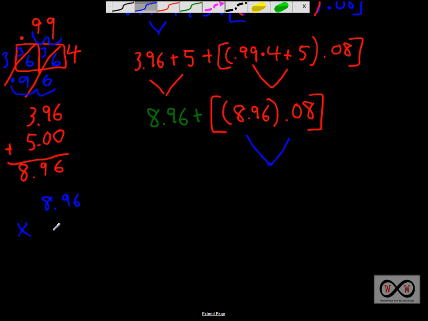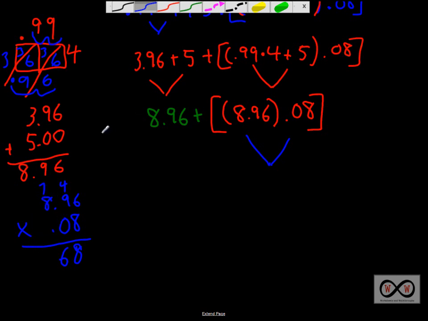This, we'll use the traditional method right now. We've got 896 times 8 hundredths. 8 times 6 is 48. 8 times 9 is 72. 72 plus 4 is 76. And we've got 8 times 8 is 64. 64 plus 7, so 64 plus 7.